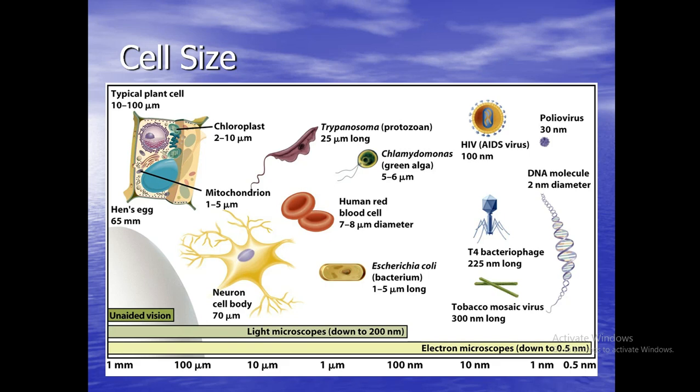So here, up to here, all these things can be observed using the light microscope because they are larger in size. But if you go to DNA or virus and other things, which are in nanometer, the size is in nanometer, for this you need the assistance of an electron microscope.